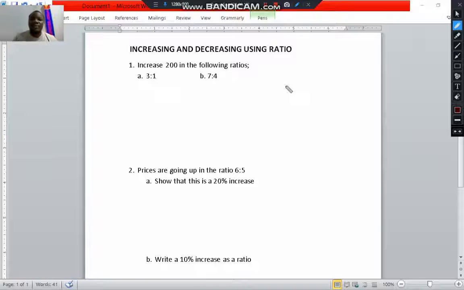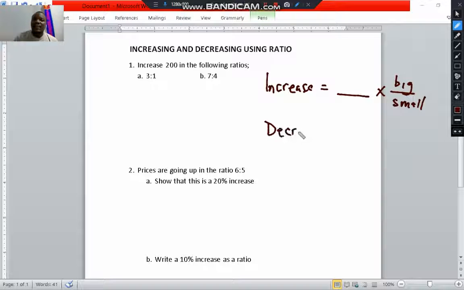So before I go anywhere, you understand this: to increase, this is the formula, this is the easiest way I can talk about this, is equal to multiplying the quantity that you've got times big over small. And then to decrease something using ratio is multiplying the given quantity by small over big. So these are the two things that I feel work for me very well, and this is the easiest way I'm going to explain this.